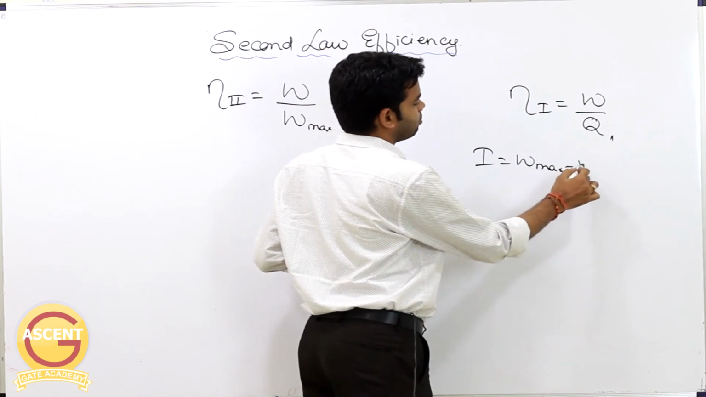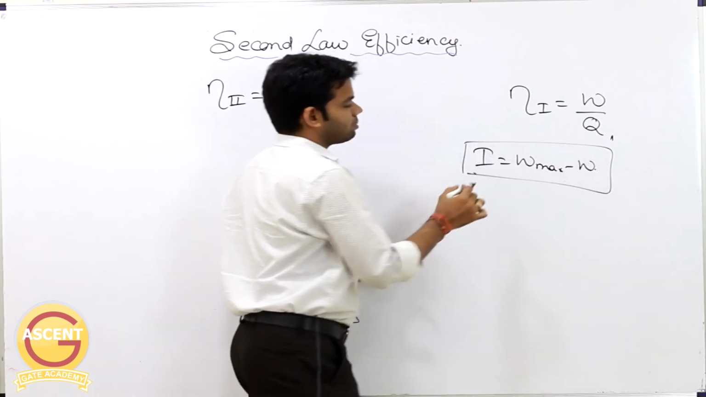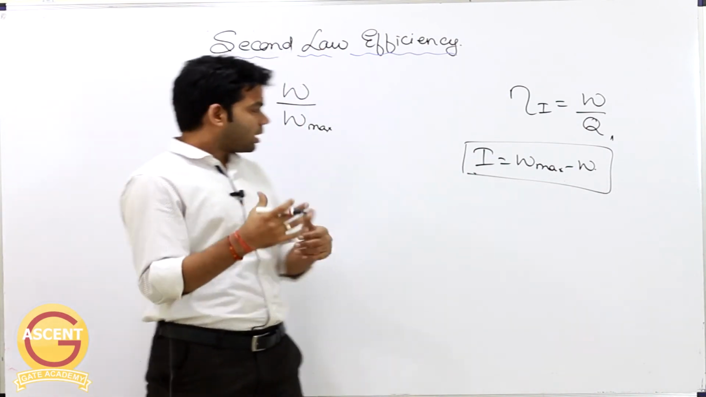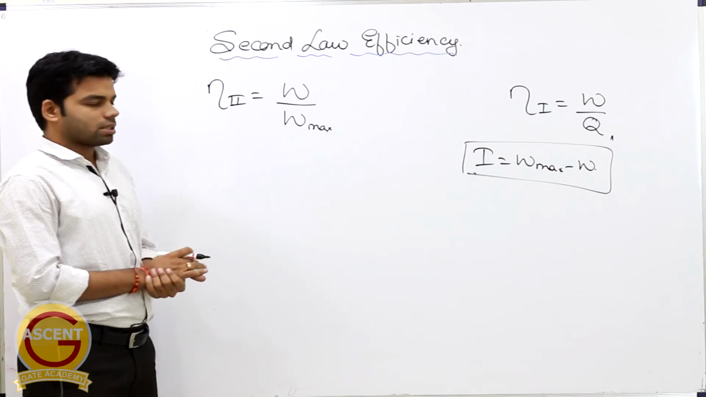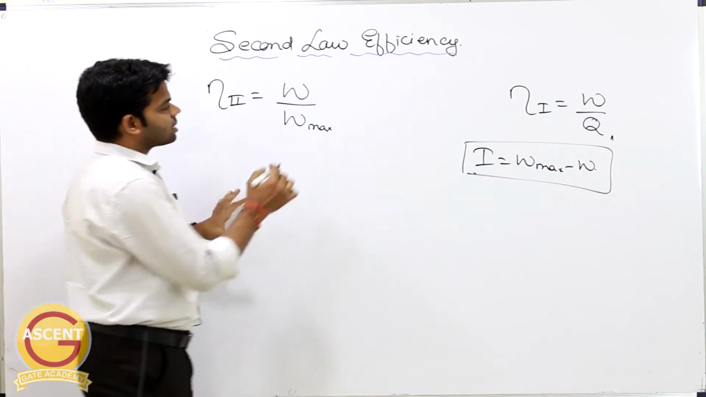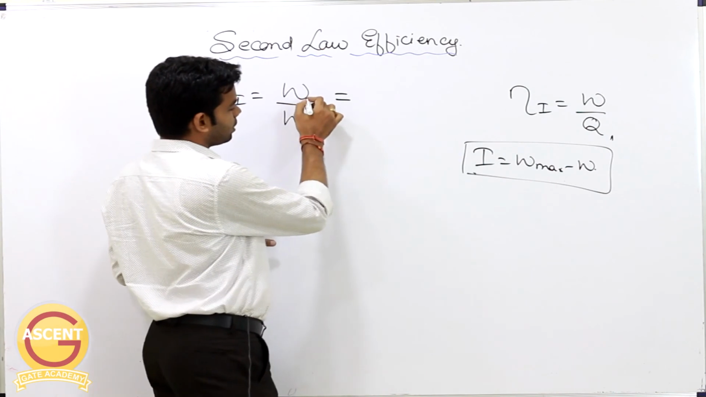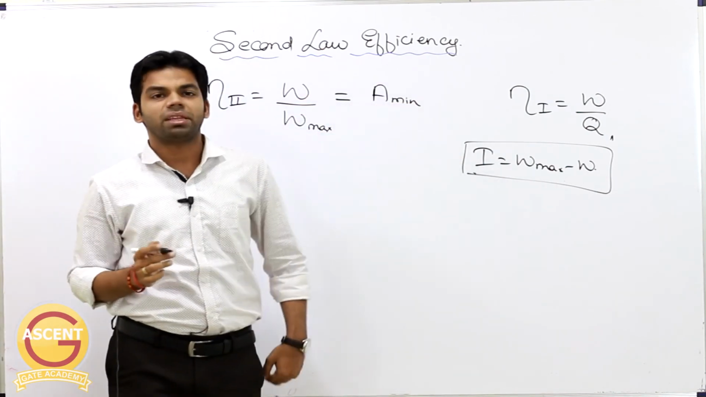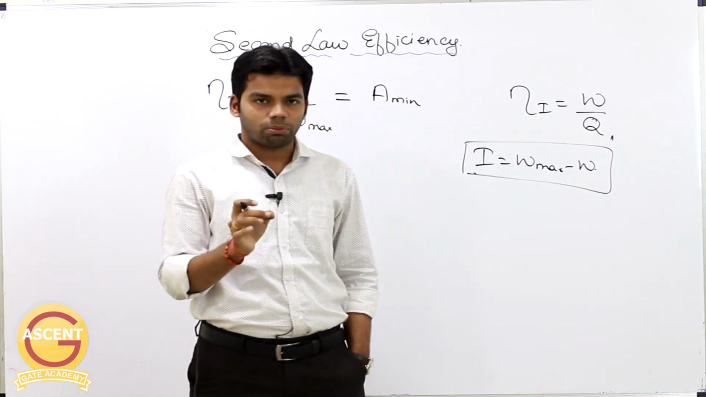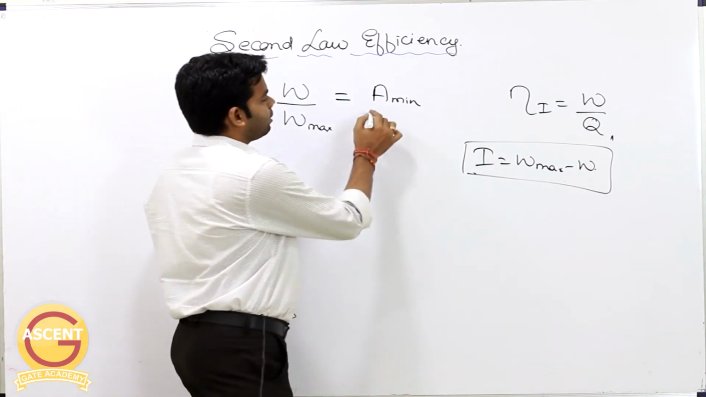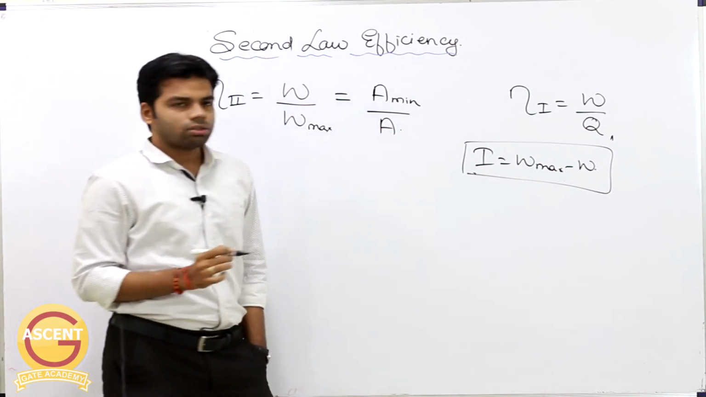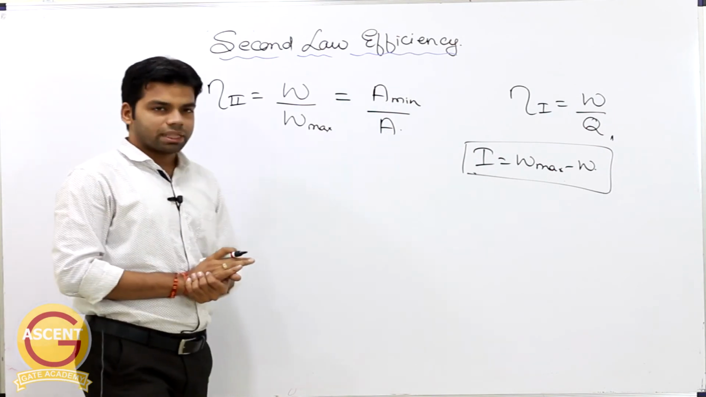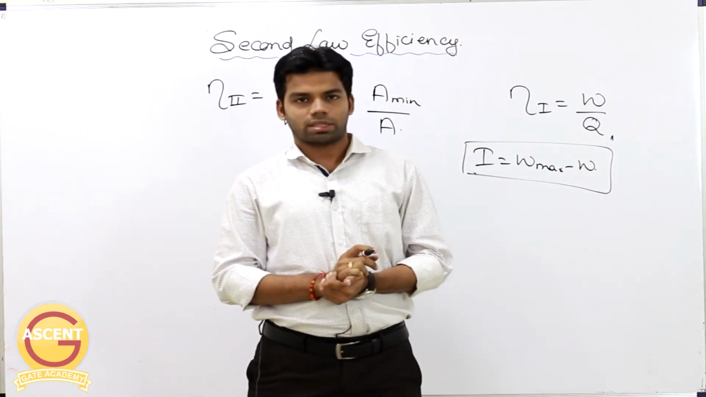Now we have defined this as W max minus W. So this is because the quality of energy is degrading, and because of that the efficiency is what we call second law efficiency. Getting this or not? Now further this can also be written as work done upon maximum work done. This can be written as minimum exergy required, or minimum available energy required to perform a given task, divided by actual available energy required to perform the same task. This W by W max can also be written as minimum exergy divided by actual exergy.